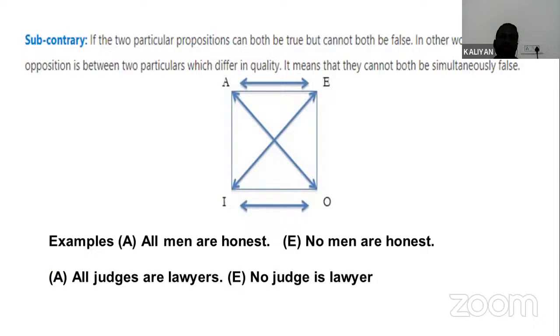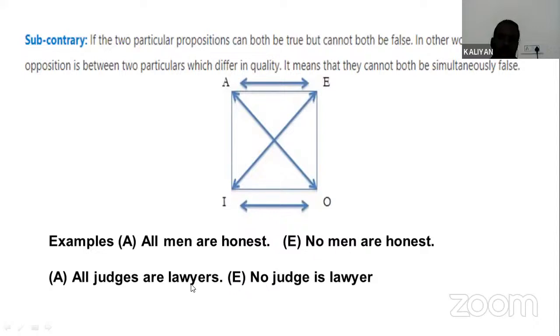Subcontrary means particular propositions can both be true but cannot both be false. If I is true, O is also true. If I is false, O must be true. This is a subcontrary. For example, "Some men are honest," "Some men are not honest." They can both be true, but both cannot be false. So this is a subcontrary.